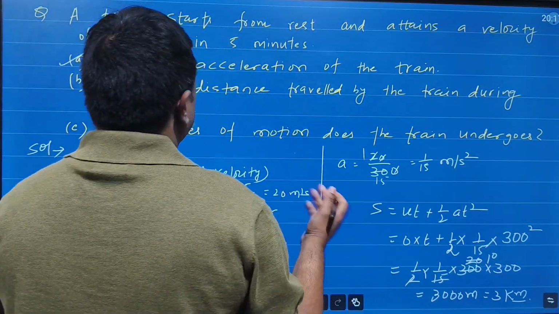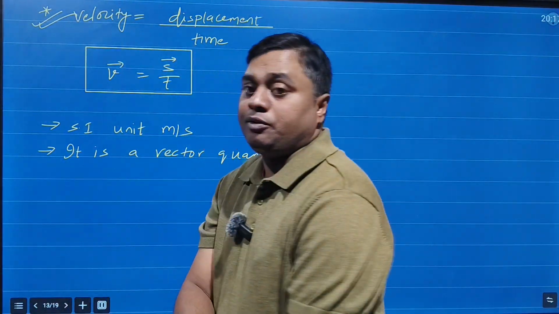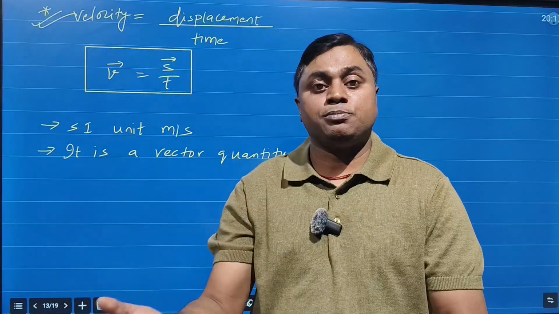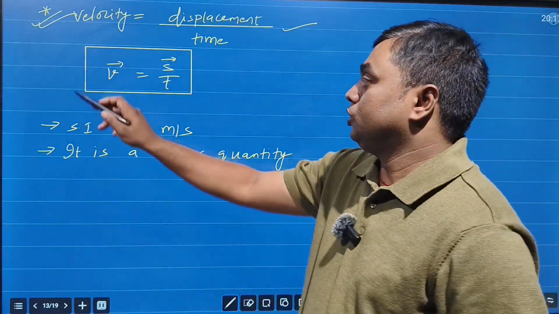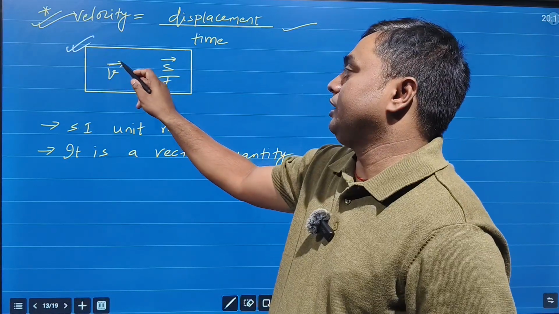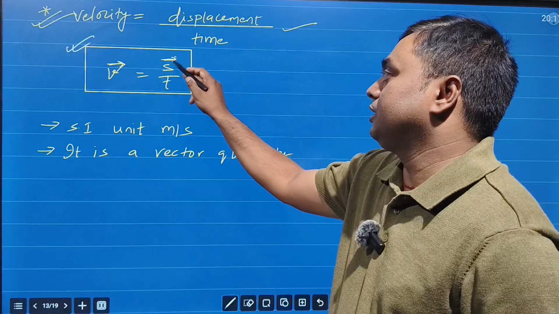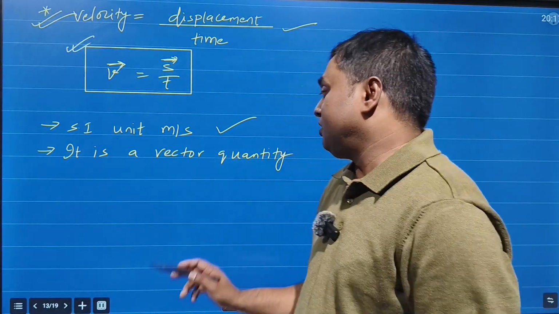After discussing acceleration, let's talk about velocity. What do you mean by velocity? Velocity is nothing but the rate of change of displacement, or displacement per unit time. So displacement by time is velocity, and it is a vector quantity. We write vector like this: S vector by time, and the SI unit is meter per second.